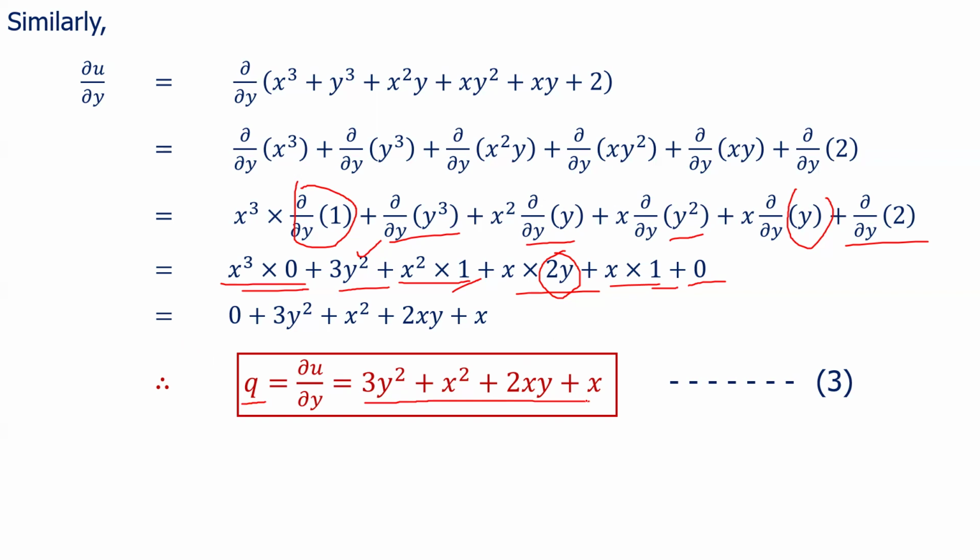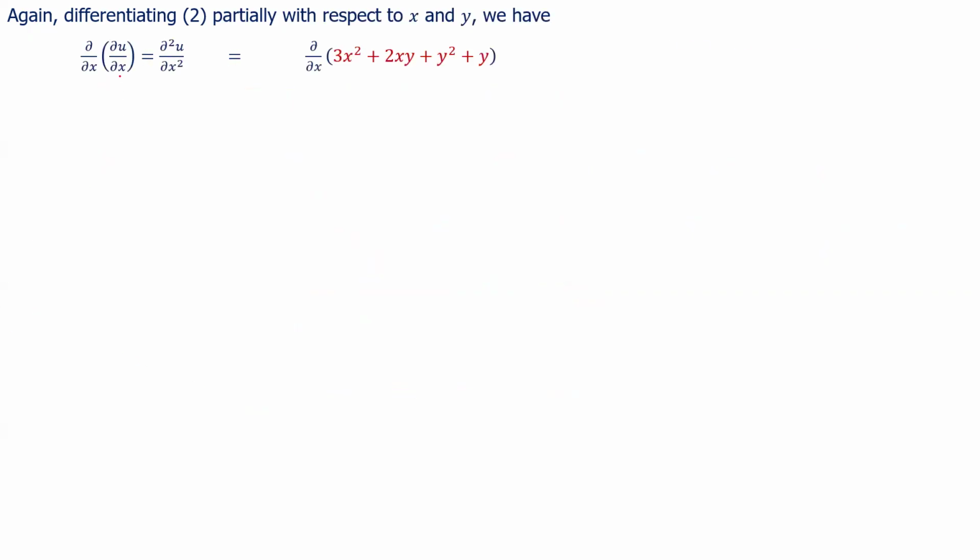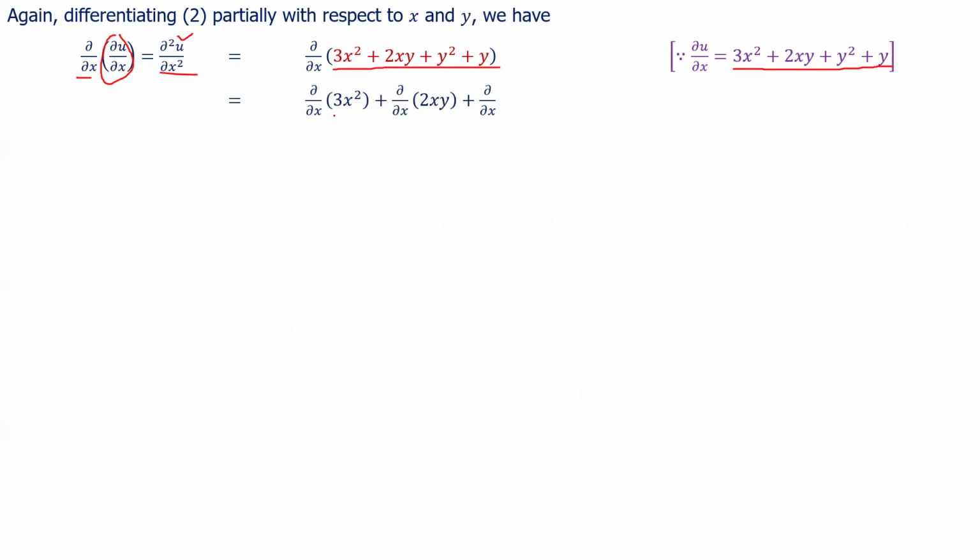So if you want to find out the second order partial derivatives, we have to again differentiate del u del x with respect to x and y, and similarly del u del y with respect to x and y. So now here we are finding the partial derivative of del u del x with respect to x. It can be written as del 2u del x square. And since the value of del u del x is 3x square plus 2xy plus y square plus y, let us put it in the same manner. And if we open the brackets, we can write down the partial derivatives of the different terms in this manner.